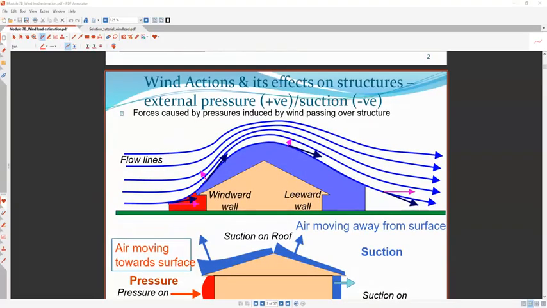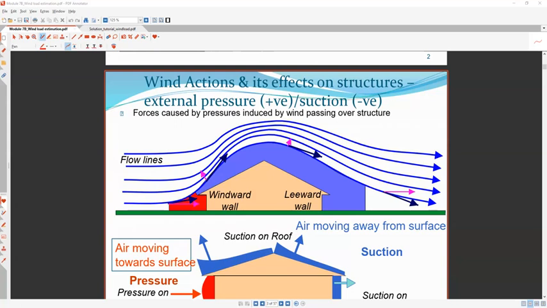So we are looking at the wind actions and their effect on structures. It is important to note that this comes from fluid mechanics. That means a fluid is flowing over a structure, and what exactly is happening to the structure, or how the structure is getting affected by these wind actions. These are basically the flow lines or the streamlines, which represent the flow.